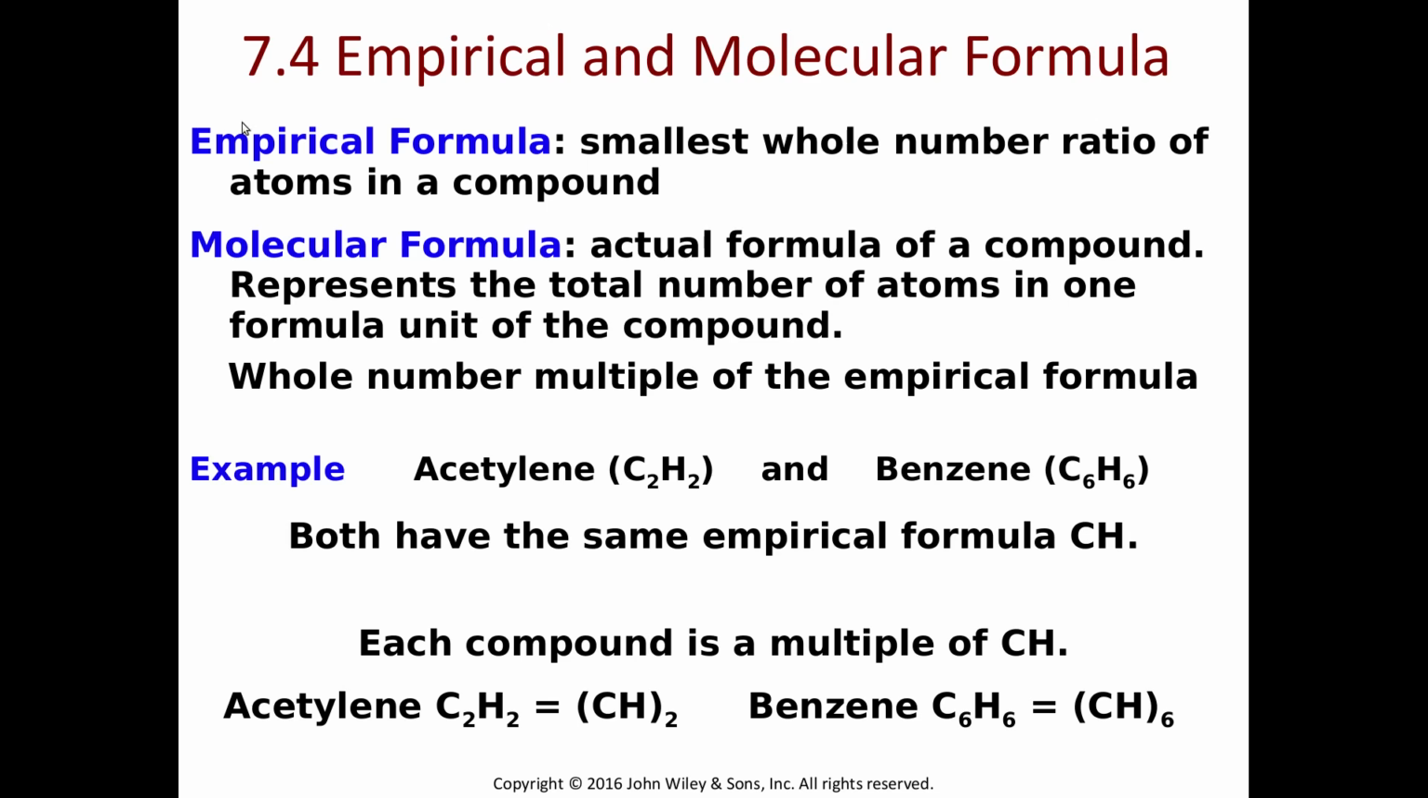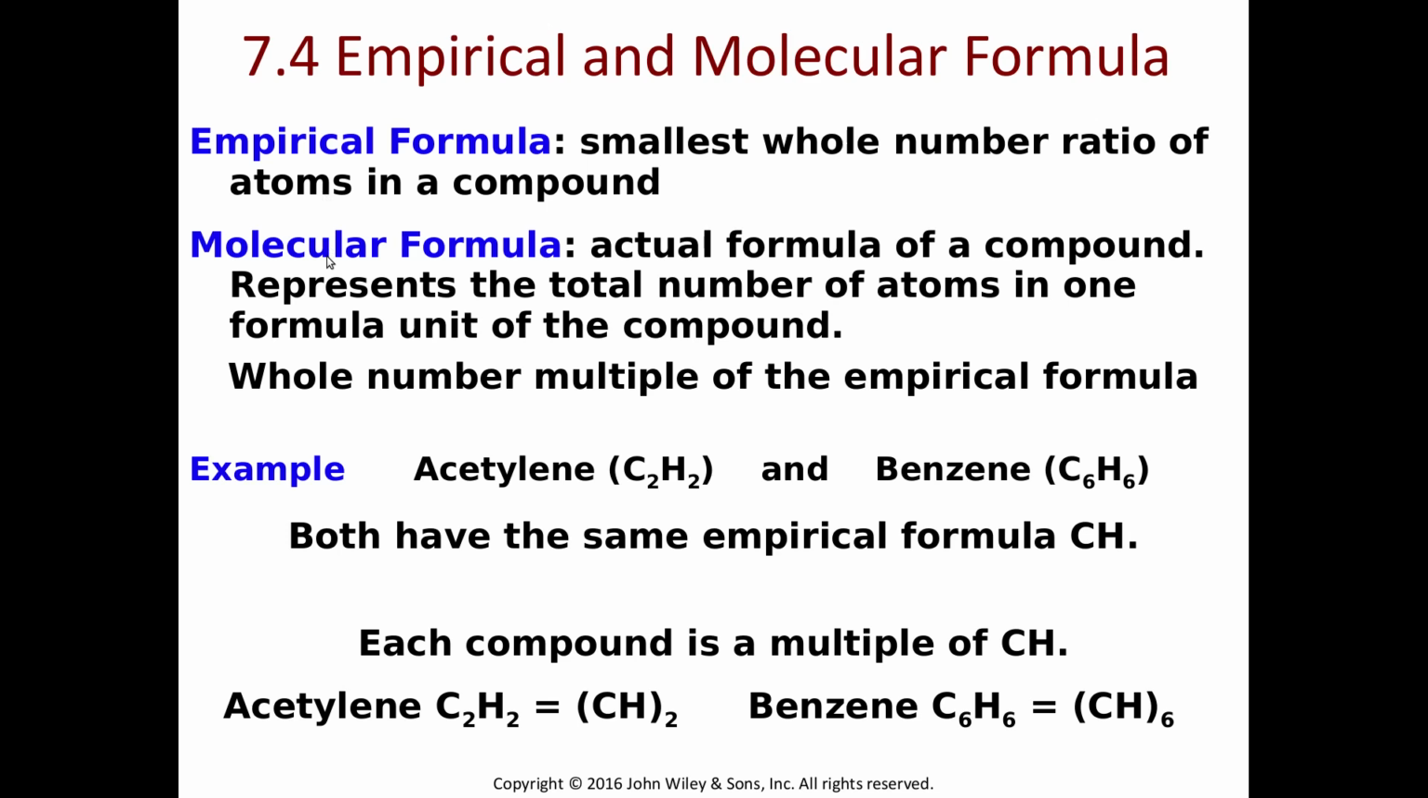This is in contrast to the molecular formula, which gives you the actual number of elements in a compound. So it represents the total number of atoms in one whole unit of the compound. And this molecular formula is always a whole number multiple of the empirical formula. So the empirical formula tends to contain the least amount of information. It's simply the ratio of atoms in the compound, whereas this has the actual composition of the compound contained within it.